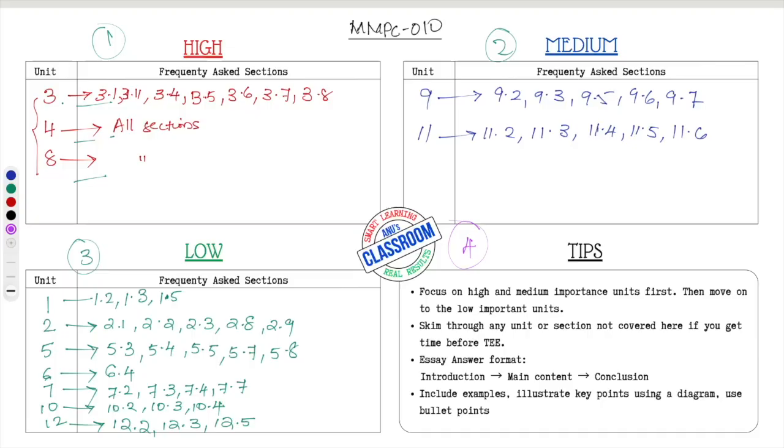I don't want you to sit blank in front of the paper in case something does come up from there. That is why skim through it, read through it before you go to your term end examination. Whether or not you will be able to study deeply depends on the time you have got before your exam after studying the high, medium, and low priority units. But definitely don't appear without at least reading through it.